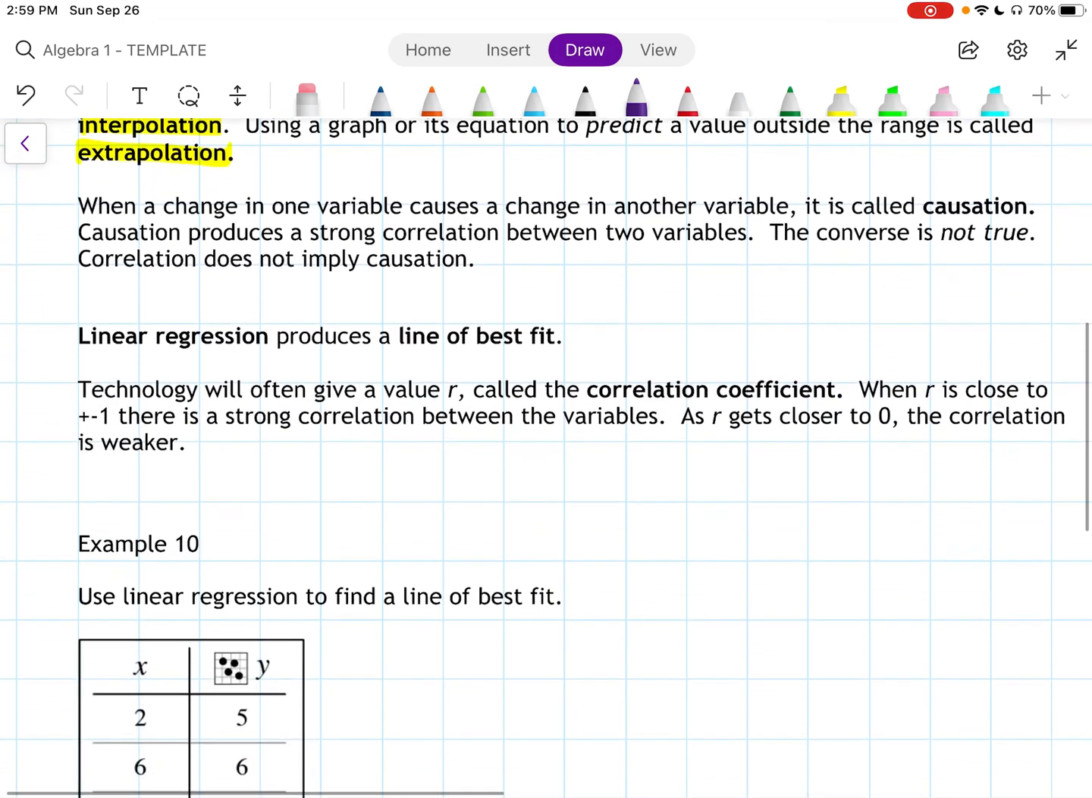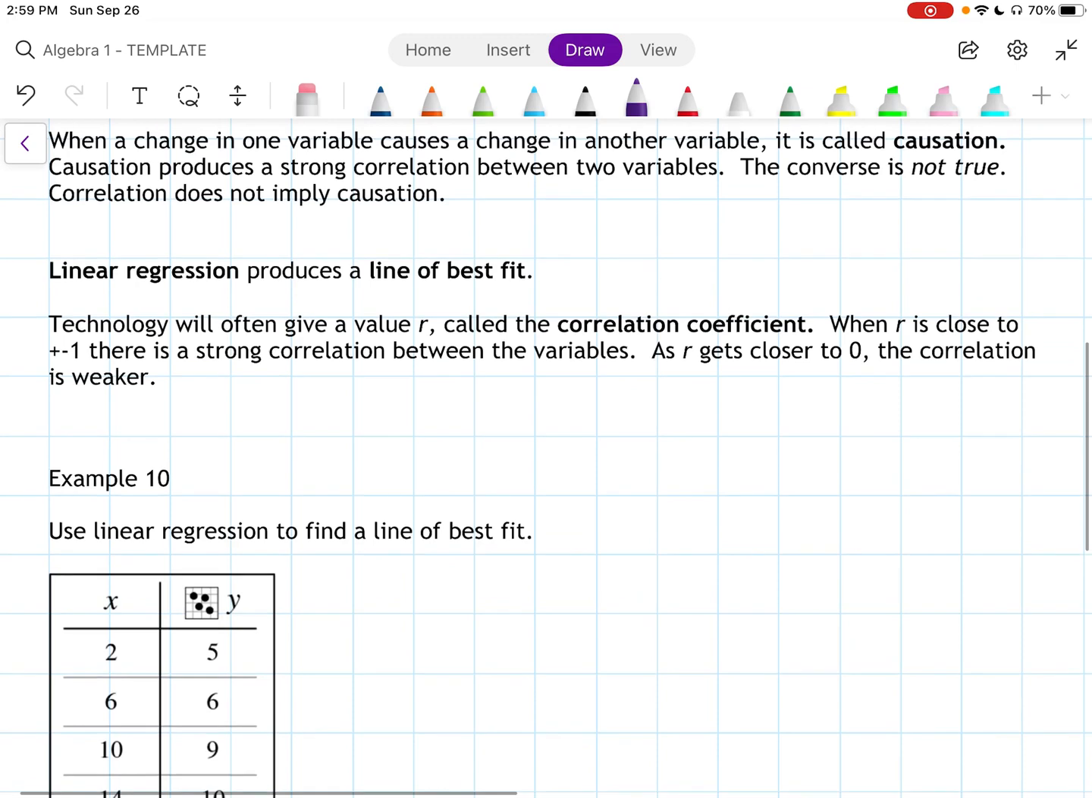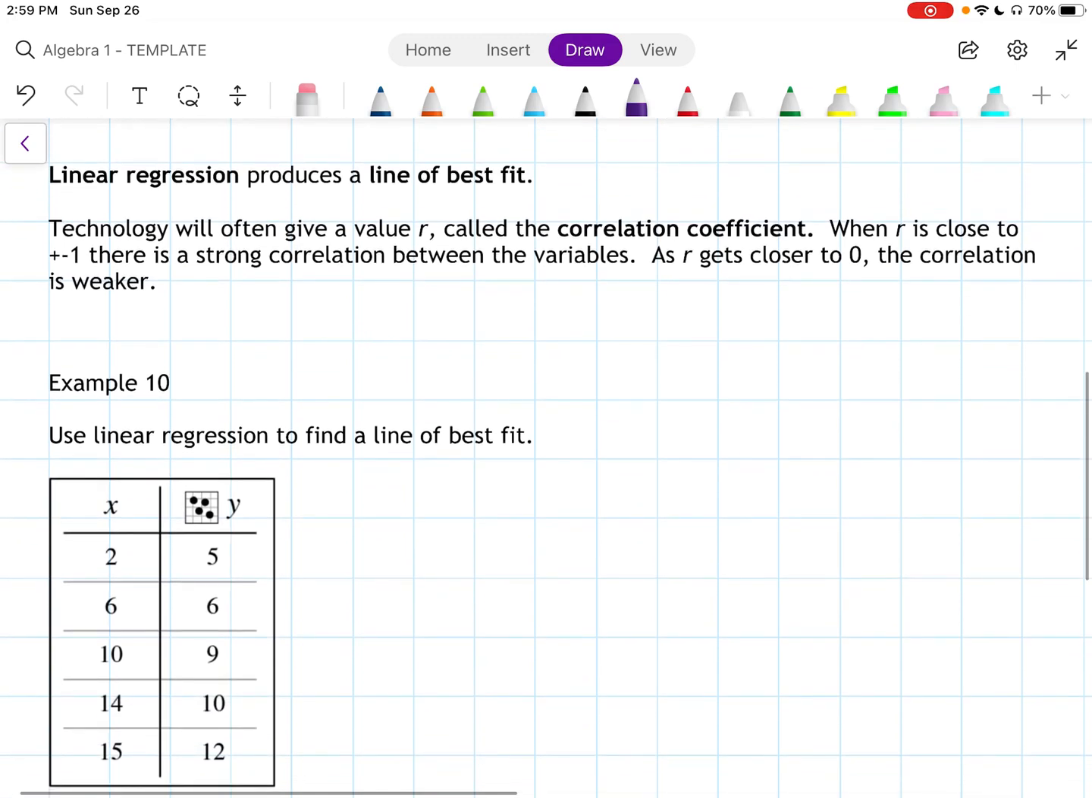Scrolling down, we're talking about linear regression. Linear regression is something that we normally do on a graphing calculator. So I'm not actually going to do it with you guys here, but I will talk about it just a little bit. Linear regression produces a line of best fit, or a line of fit.